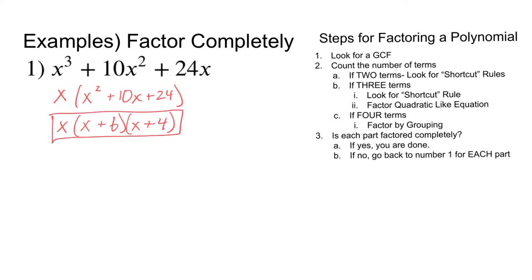So x to the third plus 10x squared plus 24x can be factored down to give me x times x plus 6 times x plus 4.